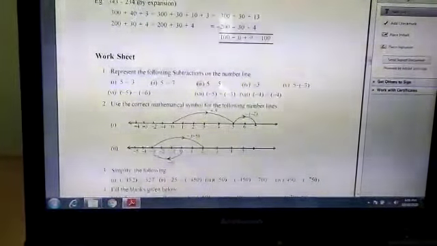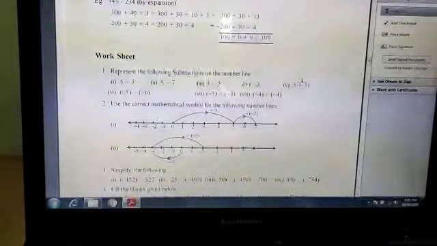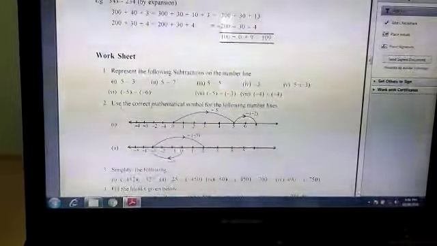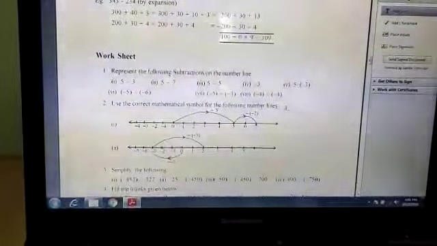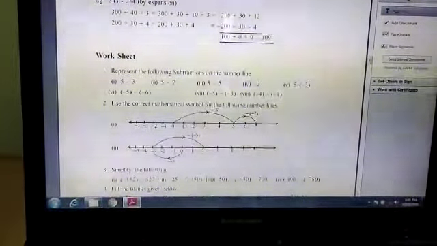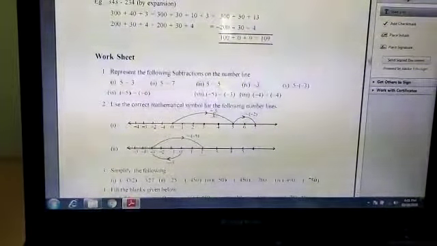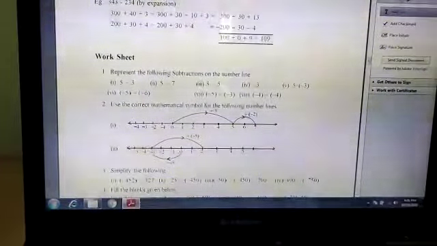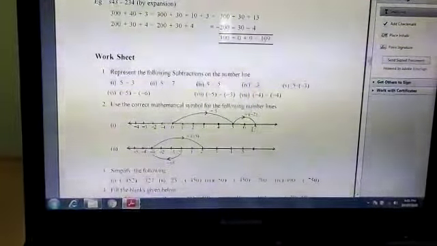Now this is your homework part. You have to represent these subtractions on the number line. And here, what you have to do: use the correct mathematical symbol for the following number line. These are the negative numbers here on the left side. These are the positive integers here on the right side. So how do you write this one? Plus 5 minus of -2. So minus of -2 becomes what? Plus. So you will get 7 here.